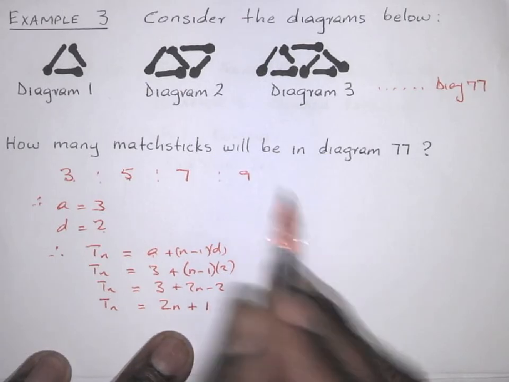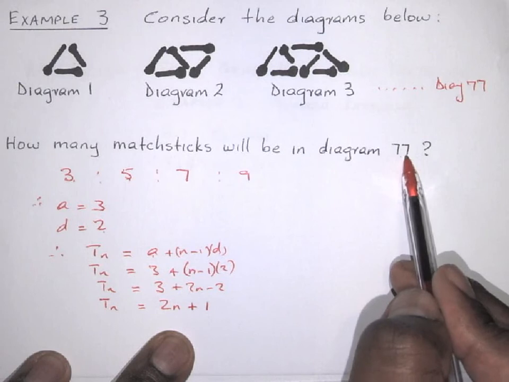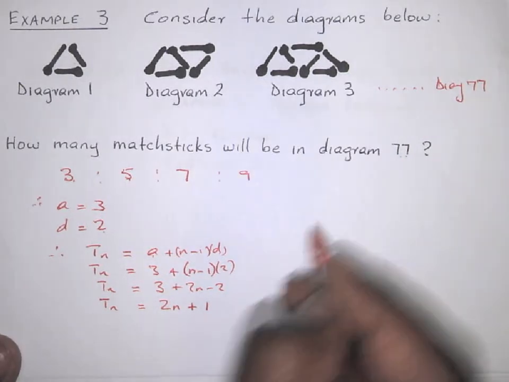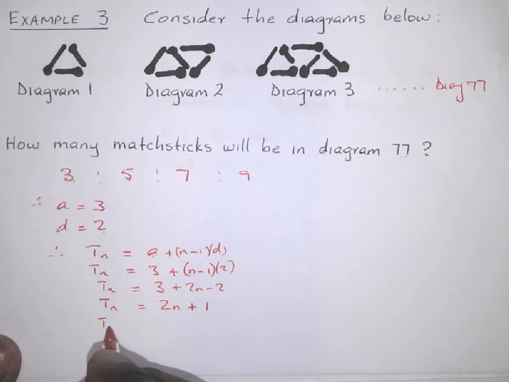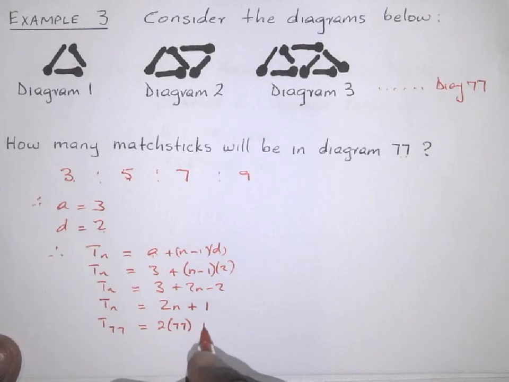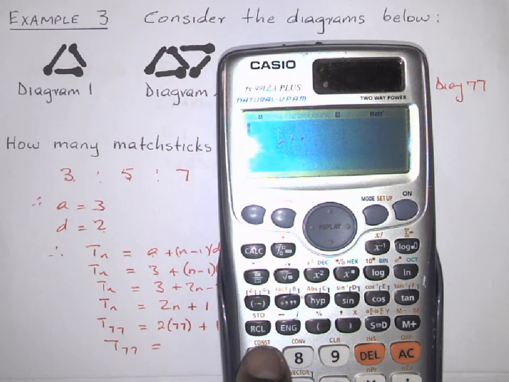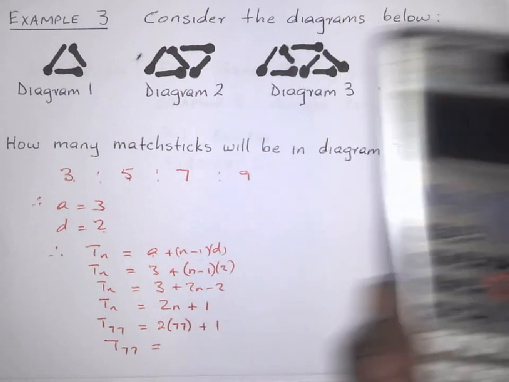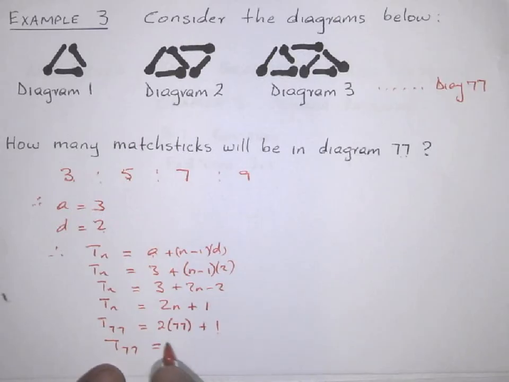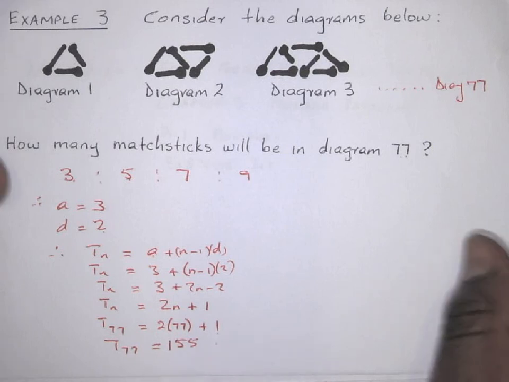The question is, how many matchsticks in diagram 77? Therefore, in diagram 77, this is like T77, which will be 2 times 77, plus 1. So that gives us what? T77 is 2 times 77. Let's check the calculator: 77 times 2, I get 154. So it's 154 plus 1, that is 155. So there will be 155 matchsticks.